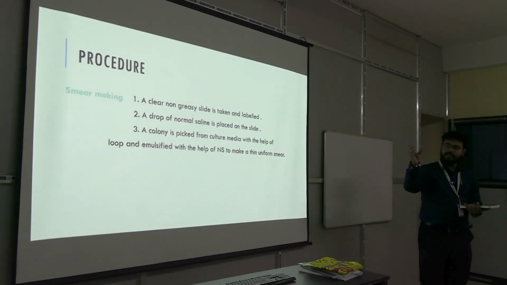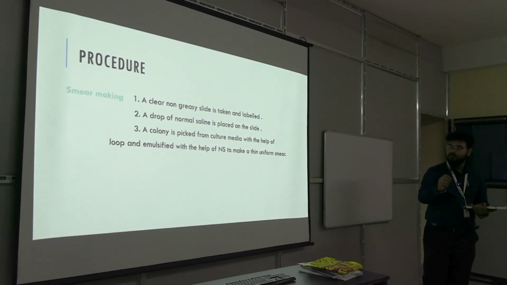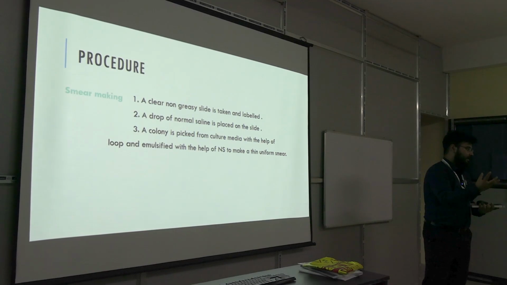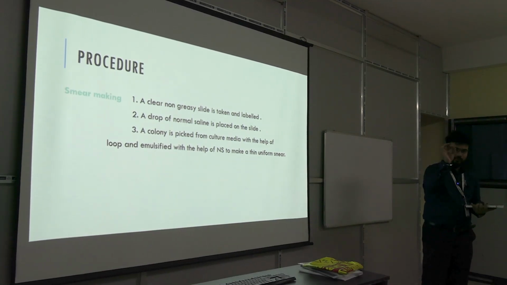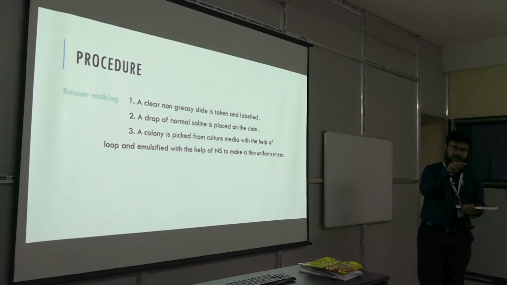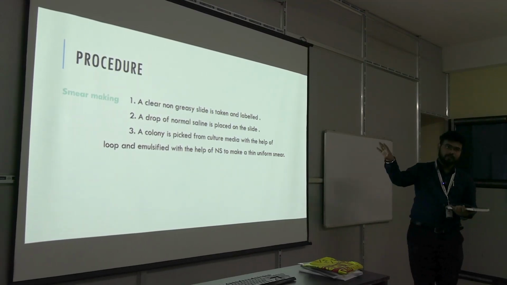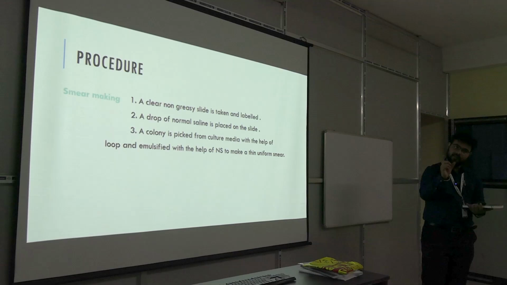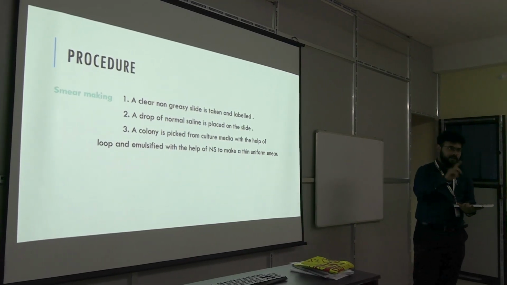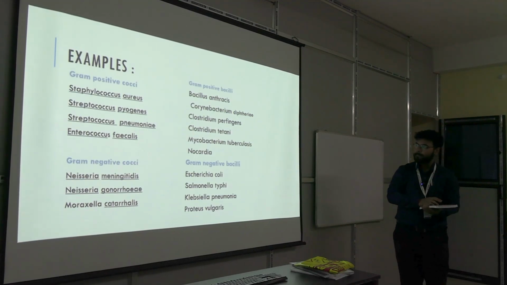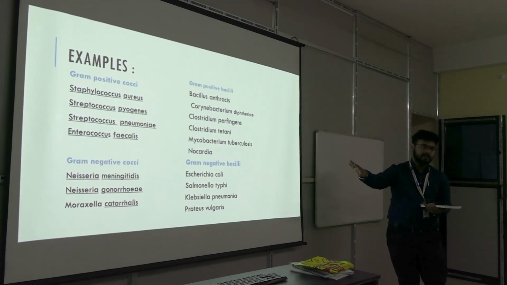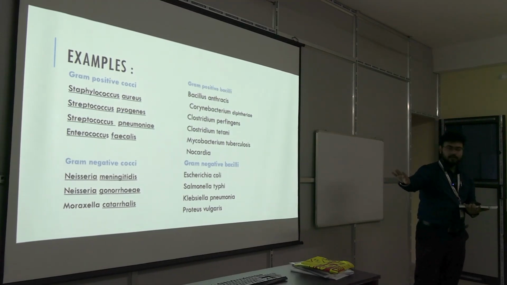The procedure will be: you take a non-greasy slide. First label it. A drop of saline is poured at the center. From the culture media, you will take a scoop of the sample and emulsify it at the center. Today you will not do this part. This part is already done. You will be given the slides. But the next part, the 4 steps of gram staining, you will need to do today by yourself. These are the examples. I think you are already aware of all these examples, GPC, GNC, whatever, right?